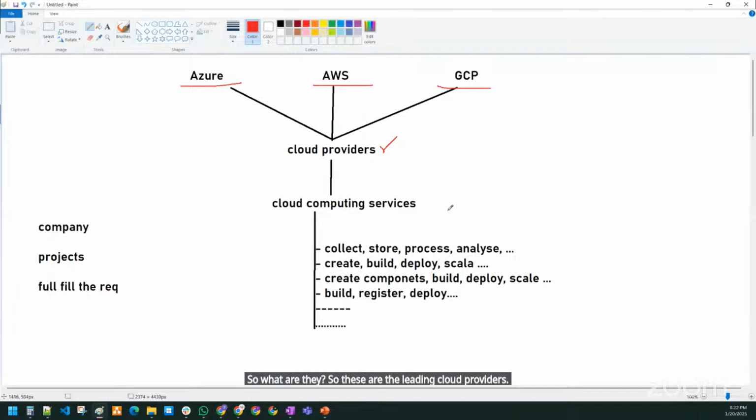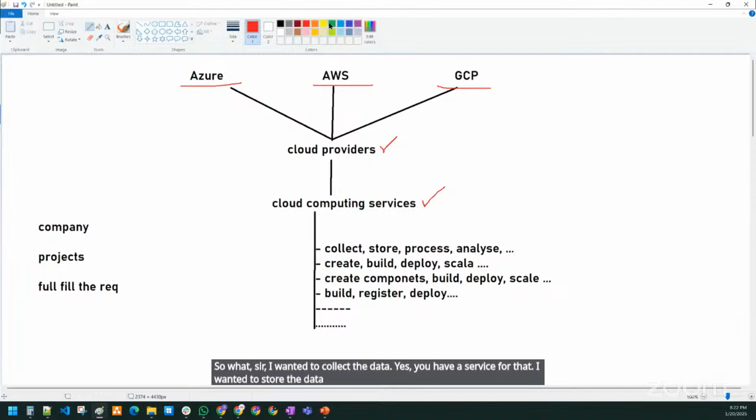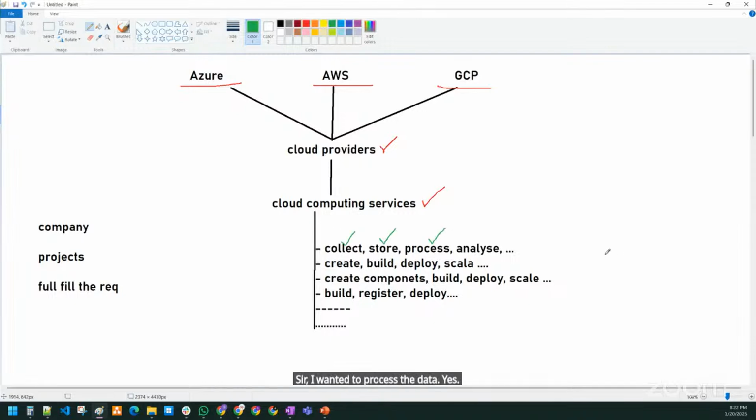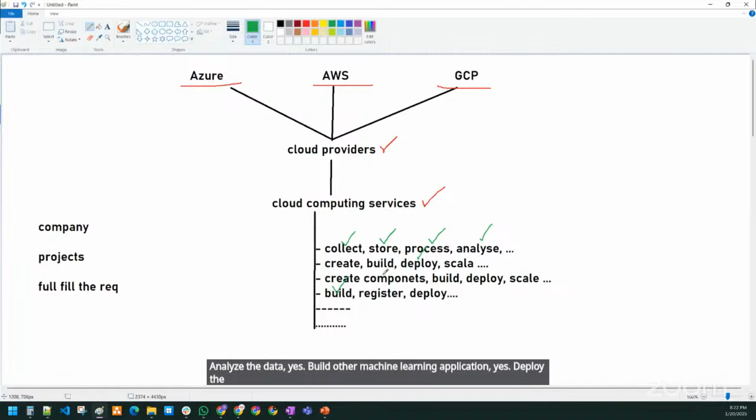What do they do for us, sir? They provide you the cloud computing services. Sir, I want to collect the data. Yes, you have a service for that. I want to store the data. Yes, sir, you have a service for that in the cloud. Sir, I want to process the data. Yes, you have a service. Analyze the data. Yes. Build the machine learning application. Yes. Deploy the application. Yes. Create a component. Yes. Scale the application. Yes. Whatever you name it.